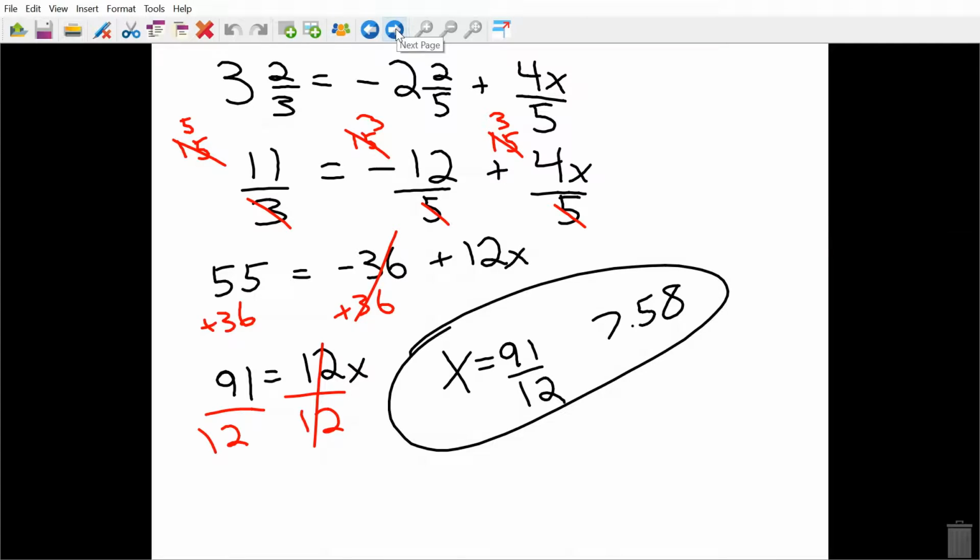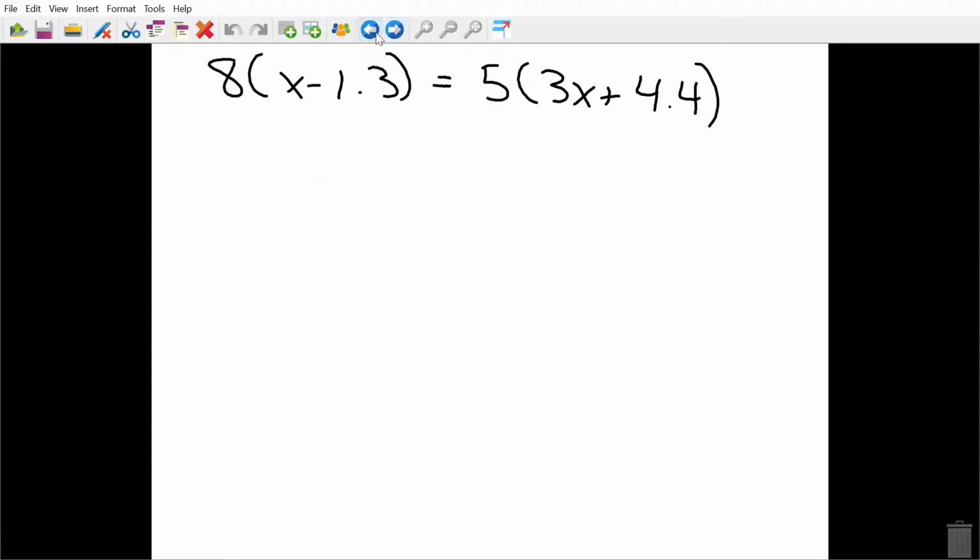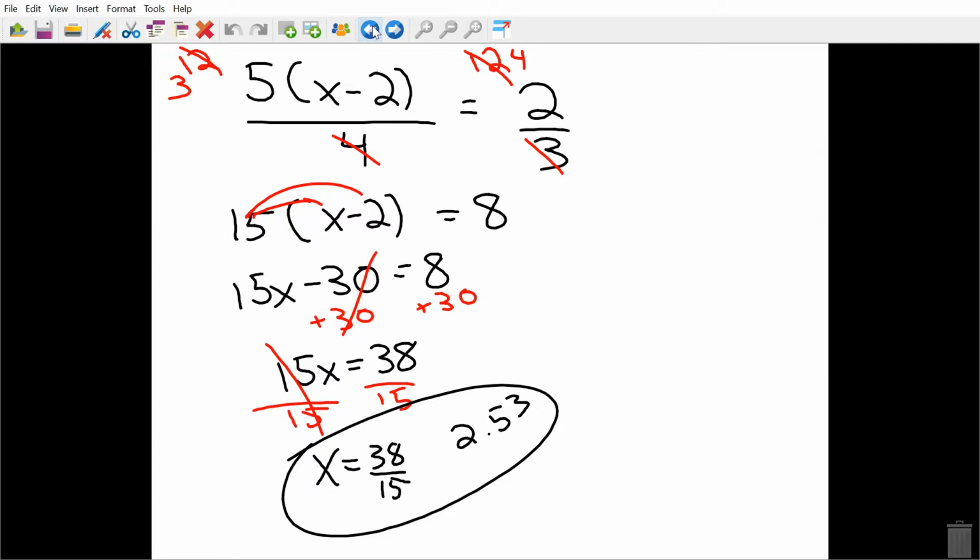Next question. 5 times x minus 2 over 4 equals 2 over 3. Please give that a try. And the answer is 38 over 15 or 2.53.